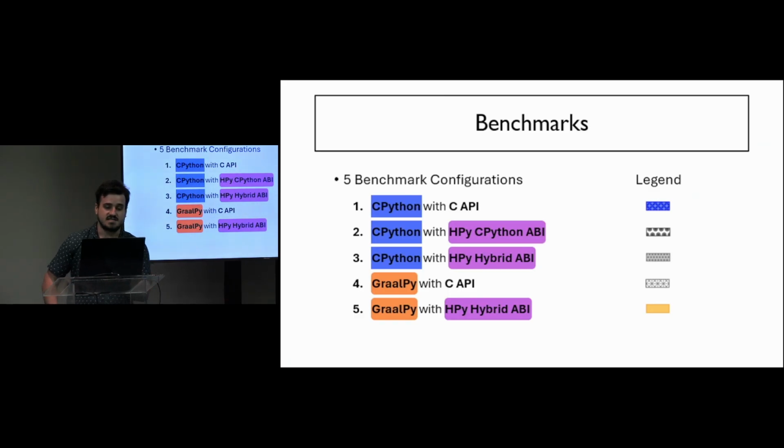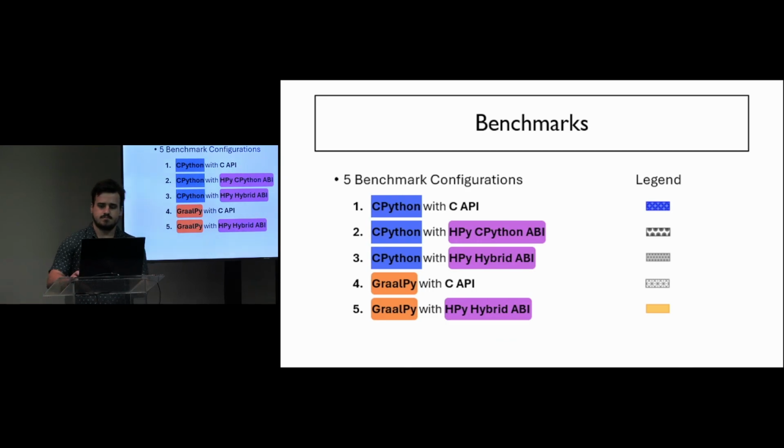Then we have CPython with the HPy CPython ABI. Remember, this is the ABI that is designed to be good on CPython. So this is HPy code that essentially pretends to be the C API. And then we have CPython with the HPy hybrid ABI, which is the code you use when you are busy porting something because not everything's ported yet. We couldn't use the universal ABI because the port is not complete, so we use a hybrid ABI instead. However, when you use a hybrid ABI in a module that is mostly HPy, it works as the universal mode, essentially. We also ran GraalPy twice, GraalPy with the C API and GraalPy with the HPy hybrid ABI.